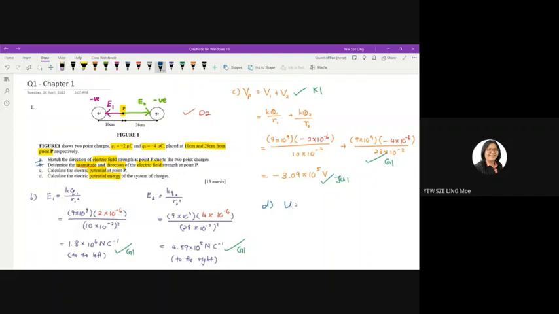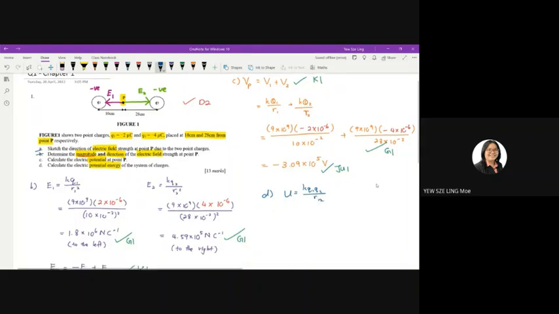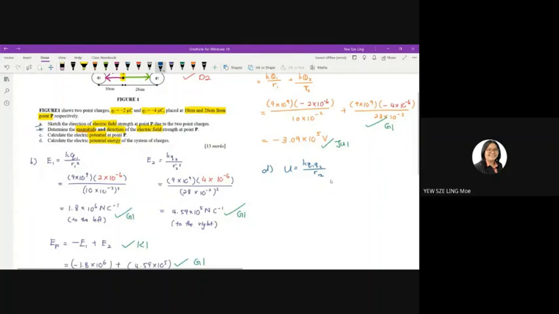You just simply apply U equals kQ1Q2 over R12. End story. Because you don't have Q3, your Q3 is equal to 0. All right? So you just apply U equals kQ1Q2 over R12. So plug in the values.